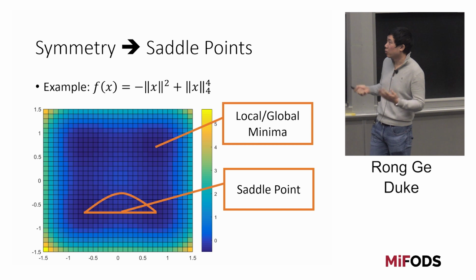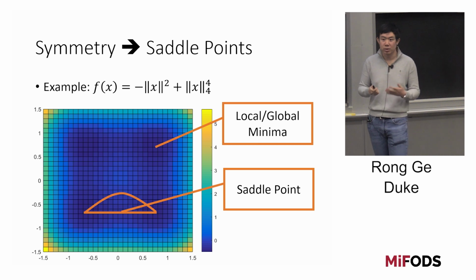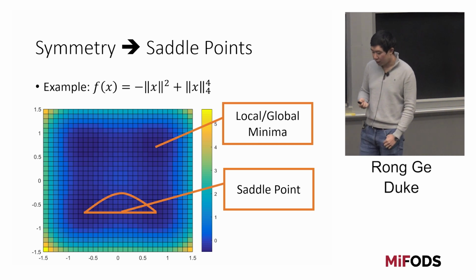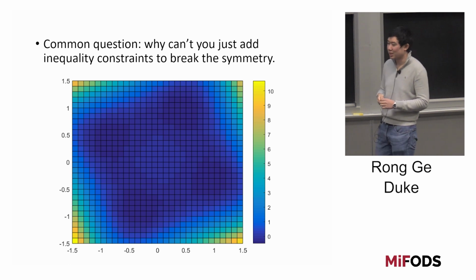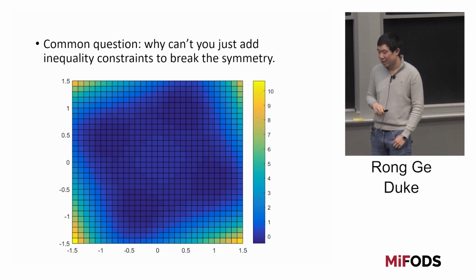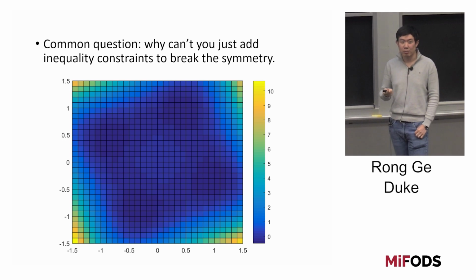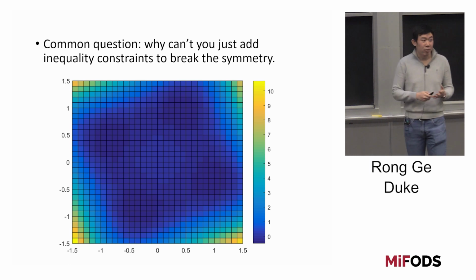So in particular, if we want to design algorithms for these optimization problems, the algorithms need to be able to escape from saddle points. I would also like to clarify one thing, which was a question that I have gotten many times, but never answered very carefully. A common question is, if symmetry was the only problem that you are worried about for your objective function, why can't you just add some inequality constraints to break the symmetry? After you have added the inequality constraints, maybe there's now a unique optimal solution that you are looking for. Unfortunately, that doesn't always work very well.